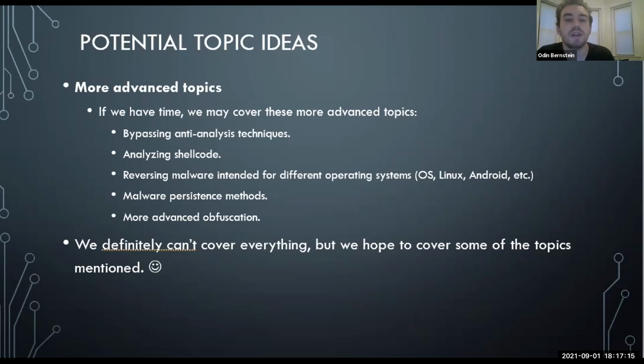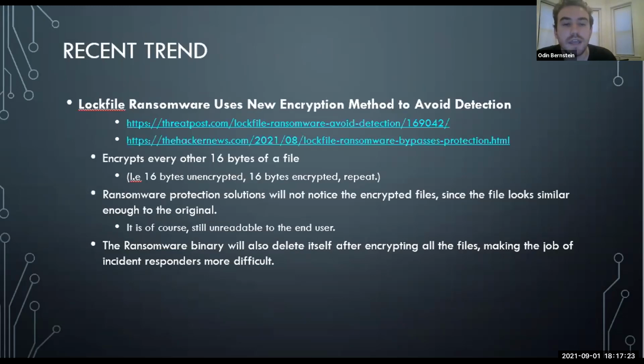As mentioned, the main focus that I want to have is analysis of actual malicious programs. And each week, I would like to describe some recent trends in malware. I found one here: the LockFile ransomware is using a new type of encryption method to avoid detection by ransomware protection solutions, as well as antivirus solutions and IDS solutions. What it does is it encrypts every other 16 bytes of a file. So the first 16 bytes are unencrypted, then the next 16 bytes are encrypted, and so on.